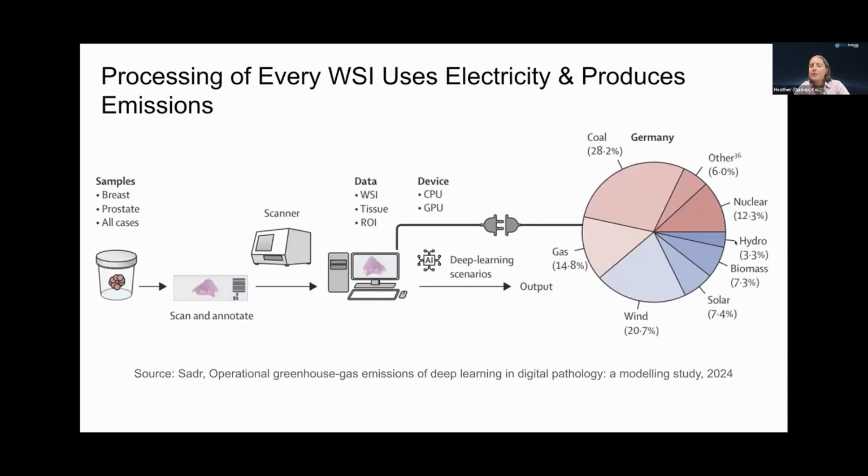But there's still a couple things to keep in mind here. And that is, whatever model you select for production use will be involved in processing every whole slide image that you'll need to do inference on. And that processing uses electricity and produces emissions. This example is for Germany, but every region has a different mix of fossil fuels and renewable energy, so these percentages may change.